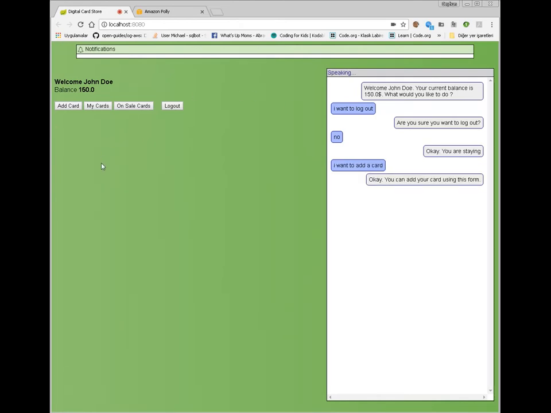Okay. You can add your card using this form. I want to see my cards. Okay. Here are your cards.